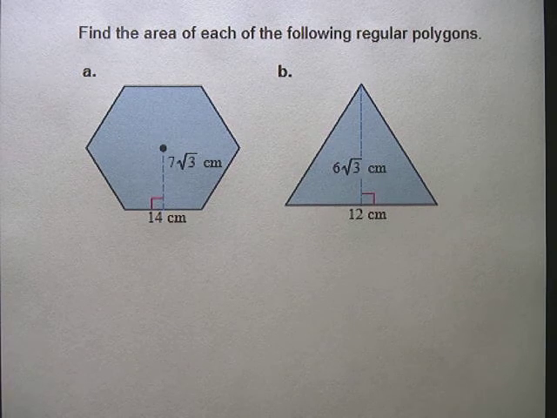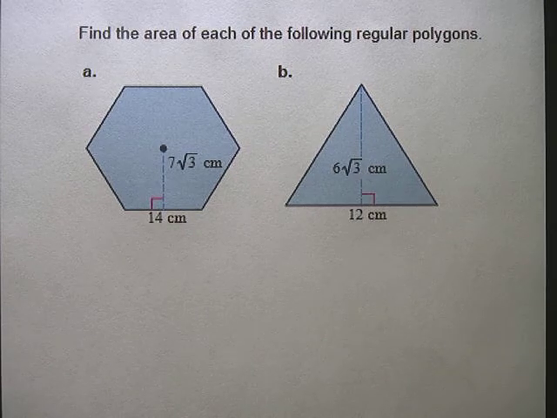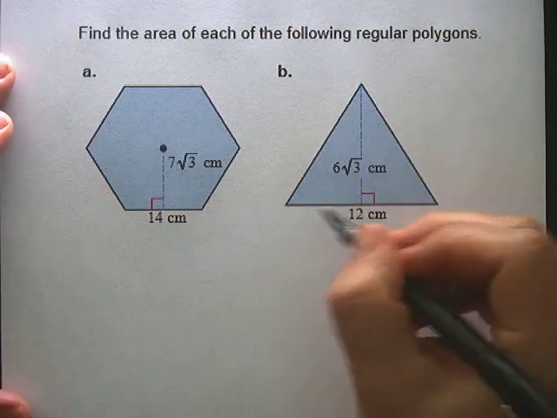Find the area of each of the following regular polygons. Okay, so we have a hexagon and a triangle. I'm going to actually start with the second one. The area of a triangle is base times height divided by 2.